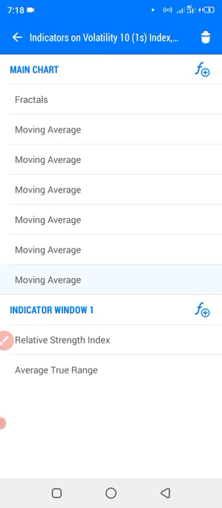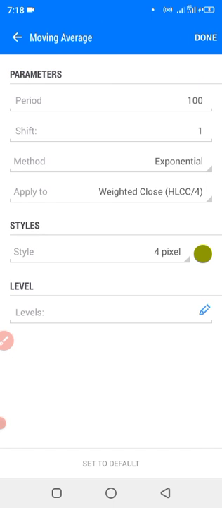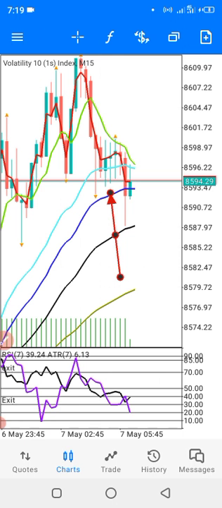Same goes to this guy, my 100 period moving average. This guy is also very crazy. He's radical, and the shift is 1. The method is exponential. You apply to weighted close, HLCC/4, and the style is 4 pixel, and I click done.